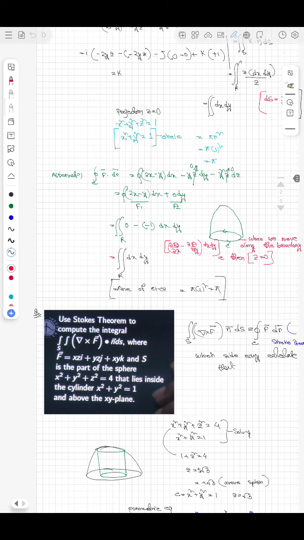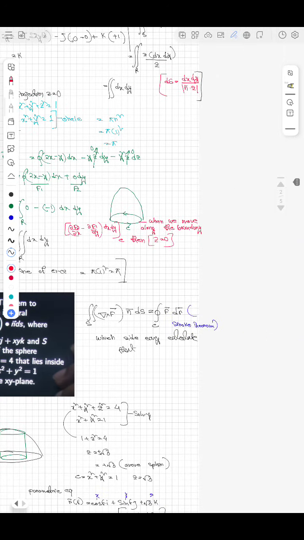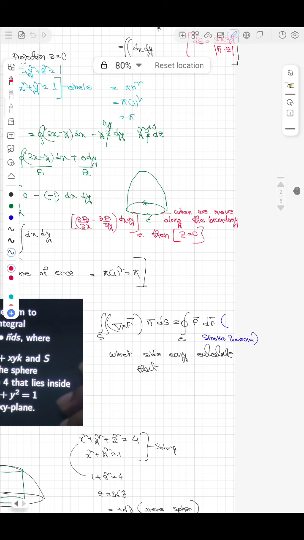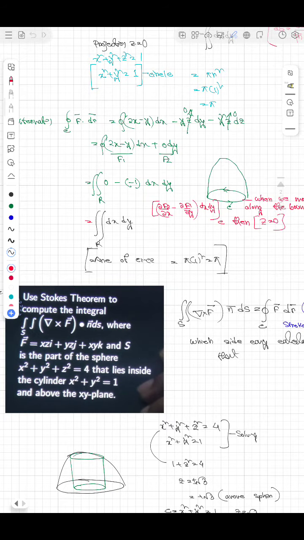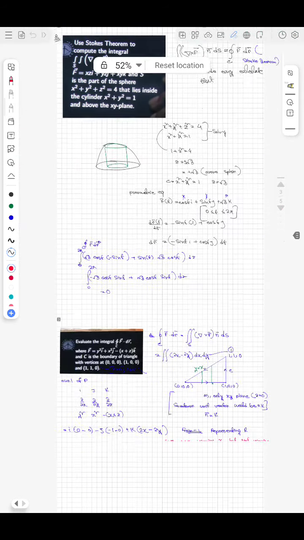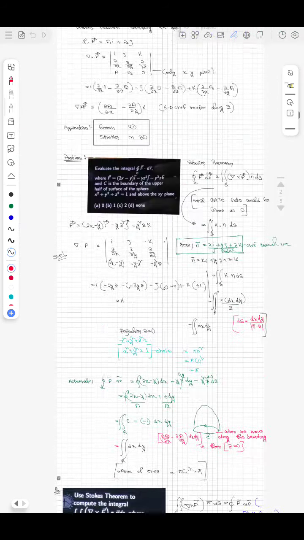Okay, now differentiate with respect to y, that is minus 1 it is coming, and then dx dy, same area, pi is coming. And one more point that has been said: when we move along this boundary, what will happen? In the xy plane, the z value is not affecting, so z equal to 0. Simple. Then the next question they have to solve, otherwise you will not get it.